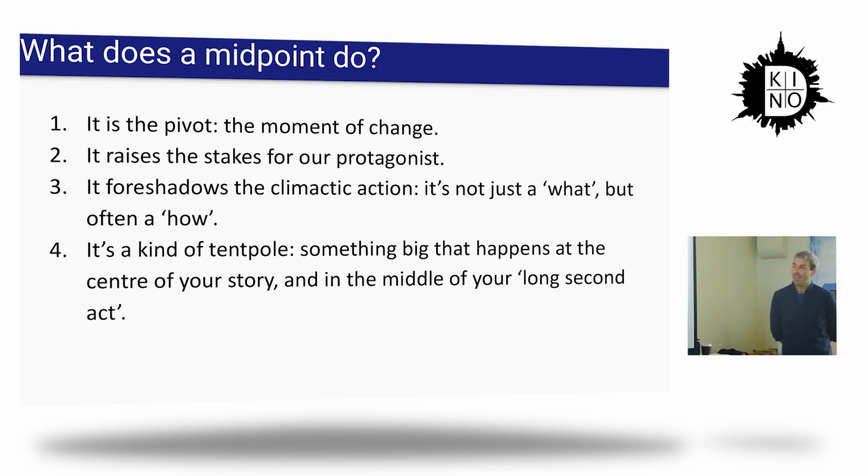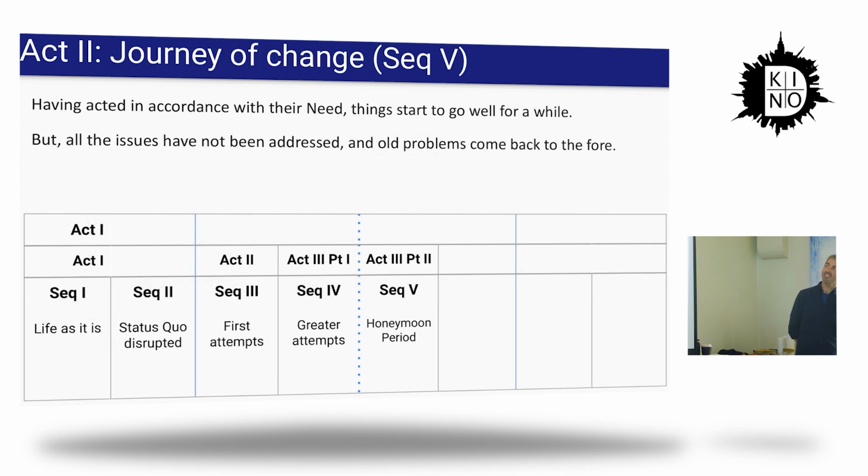And it's also a kind of tentpole, something big that happens at the center of your story and in the middle of your long second act. Keep things interesting. And then that triggers the honeymoon sequence. So having acted in accordance with their need, things start to go well for a while. But all the issues have not been addressed yet, and old problems come back to the fore. So you'll always see here, things are kind of going well for a while, and then not so well after a while, okay? Because again, things have not been addressed.